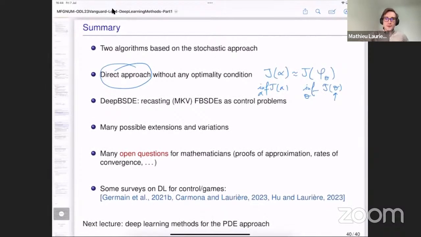All right, so we have one question. Thank you. How does the DP solver compare to global DBSD, yes, in terms of efficiency?